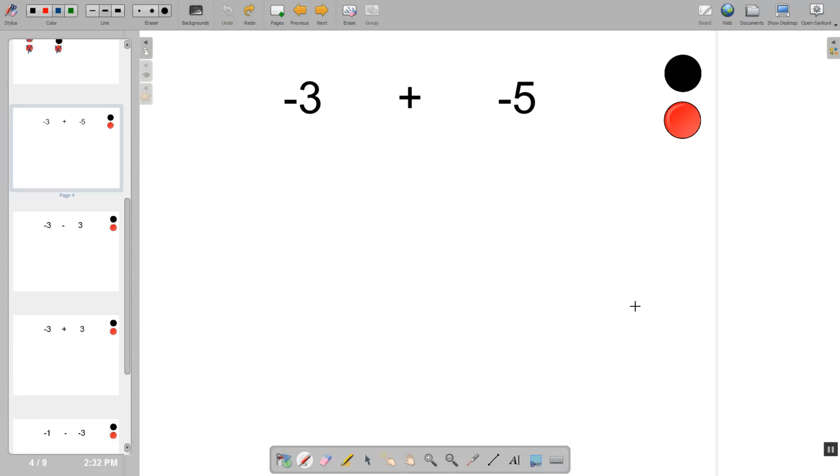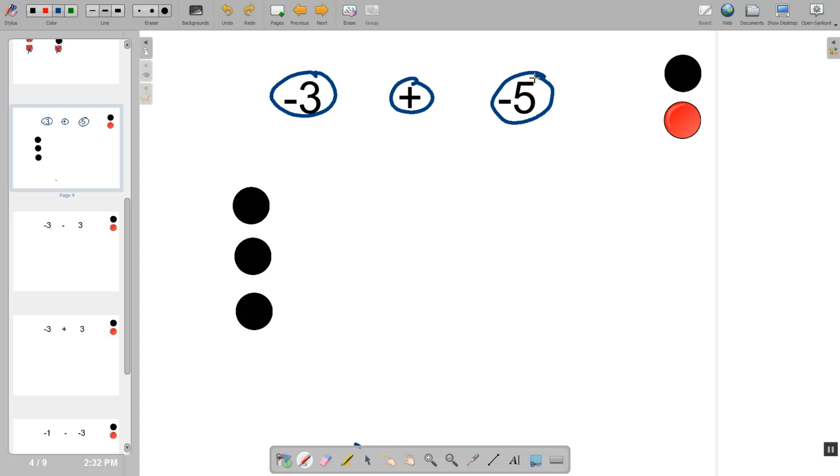Okay. So now we have negative 3 plus negative 5. So we are going to start with 3 negatives. So I'm going to go 1, 2, 3. And this time, I need to add 5 negative chips to the board. So I'm going to simply get 5 negative chips.